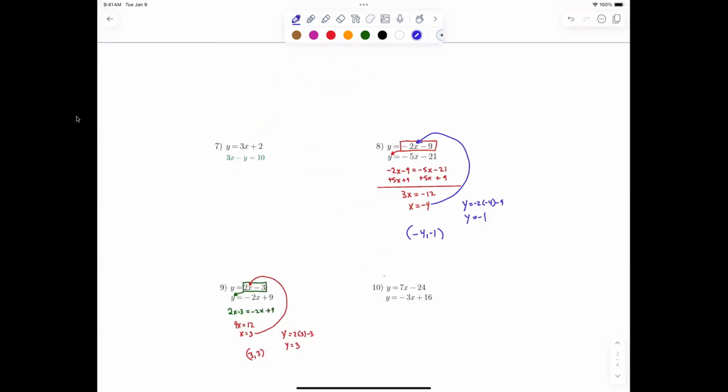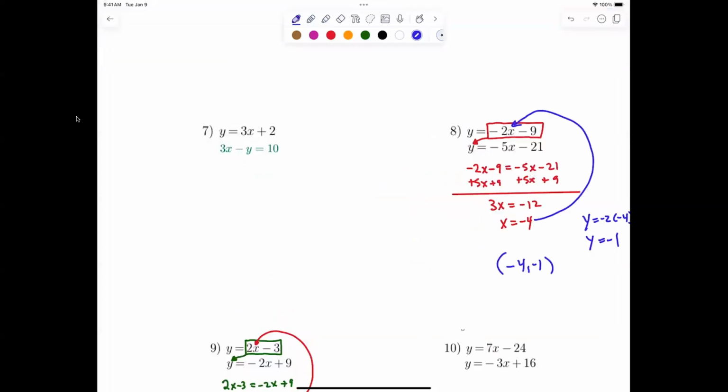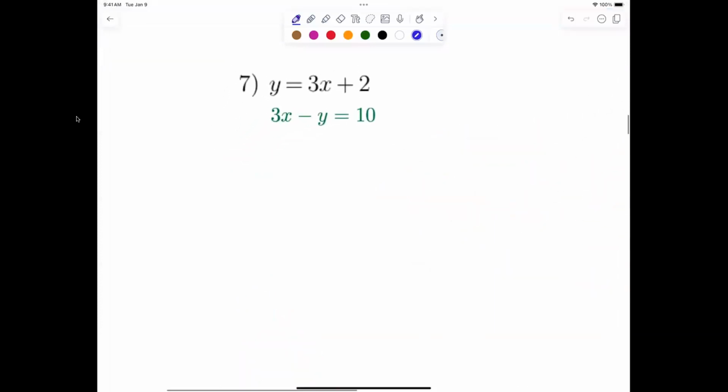All right. I would like everyone to try number 7 now. Sorry. Let's go back to number 7 real quick. All right, this is the second special case. So what I'd like everybody to do is tell me, what does y equal? Y equals 3x plus 2. So I'm going to plug 3x plus 2 in for y. So 3x minus parentheses.